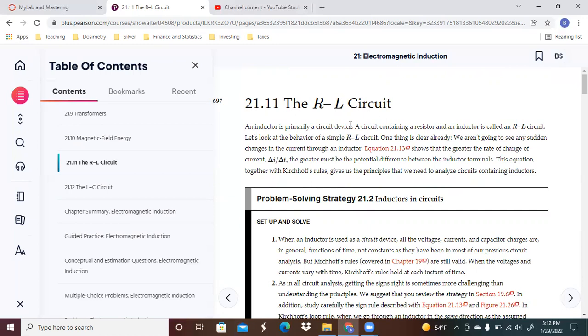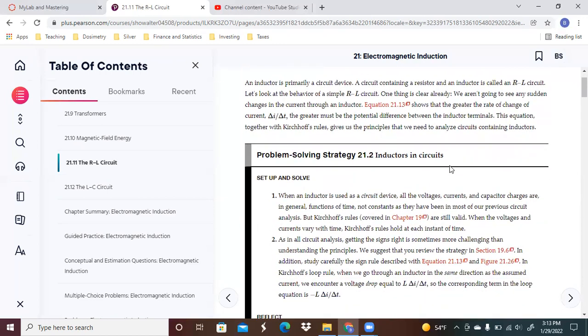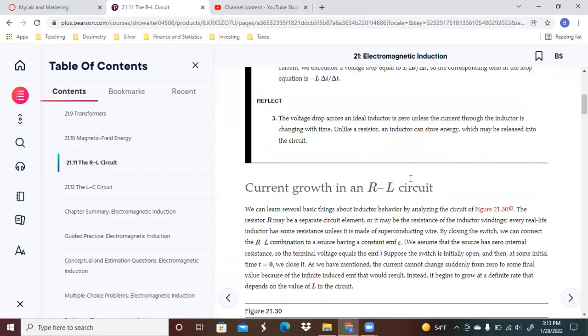So an inductor is primarily a circuit device. A circuit containing a resistor and an inductor is called an RL circuit. Let's look at the behavior of one of these circuits. We aren't going to see any sudden changes in the current through an inductor. This equation shows that the greater the rate of change of the current, the greater must be the potential difference between the inductor terminals. This equation, together with Kirchhoff's rules, gives us the principles that we need to analyze circuits containing inductors.